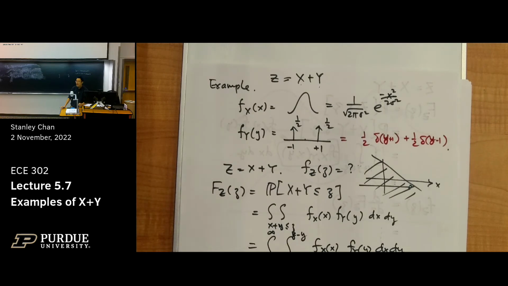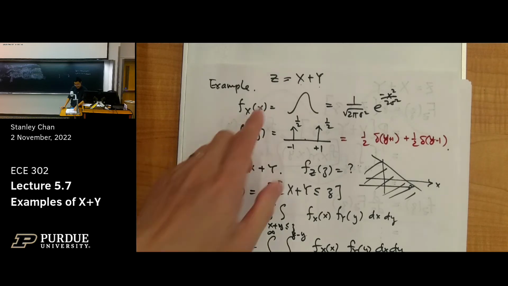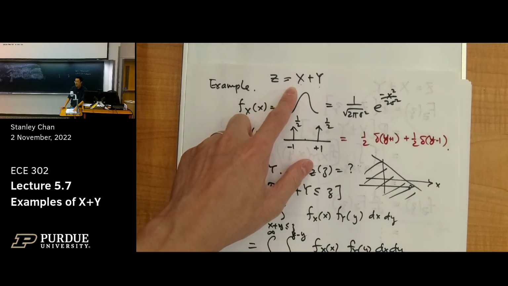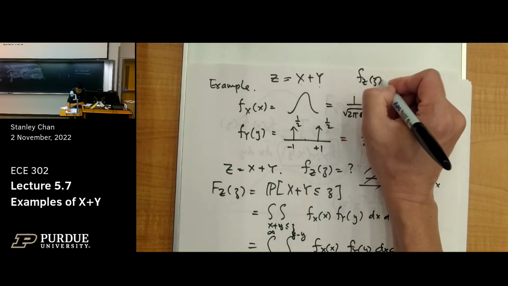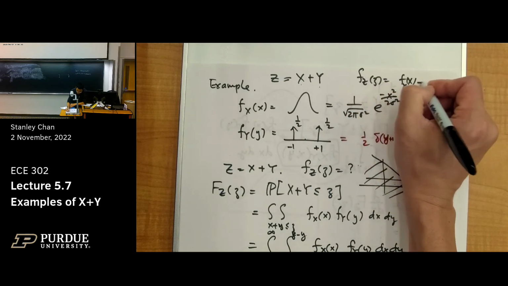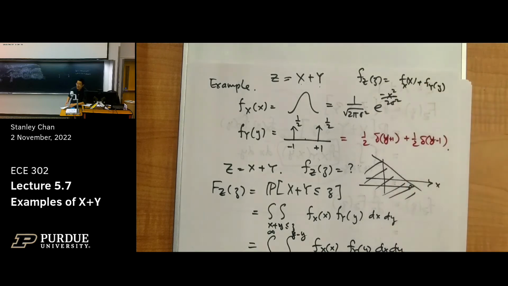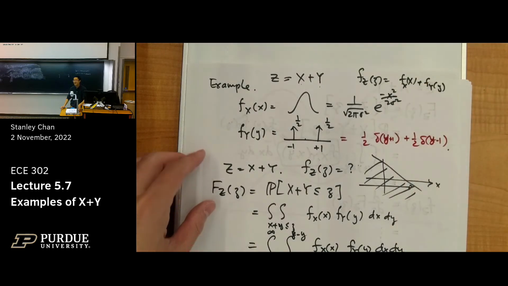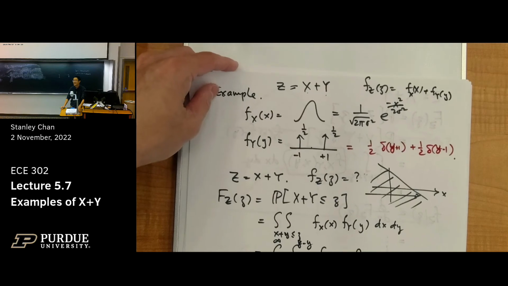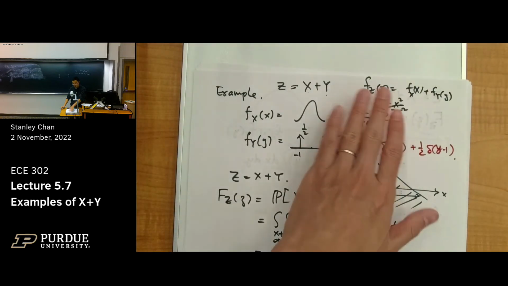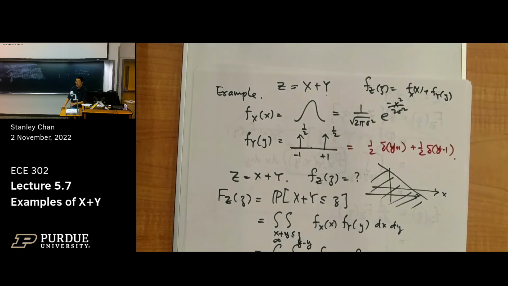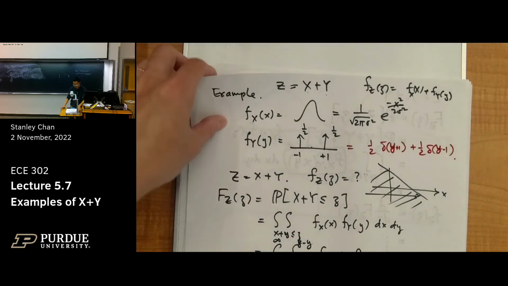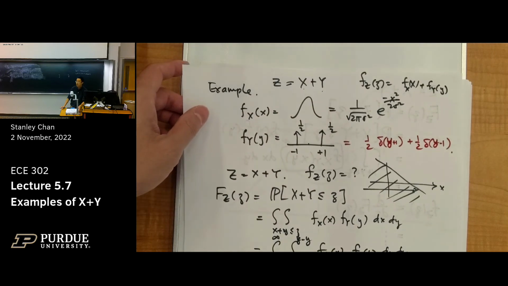Never ever try to add f_X and f_Y. Some years ago, I had people saying, oh, what is f_Z? It would just be f_X plus f_Y. Okay, I hope I wouldn't see it again. That's not true. Whenever you have x plus y in the random variable, you're going to get convolution in the PDF. All right, good.